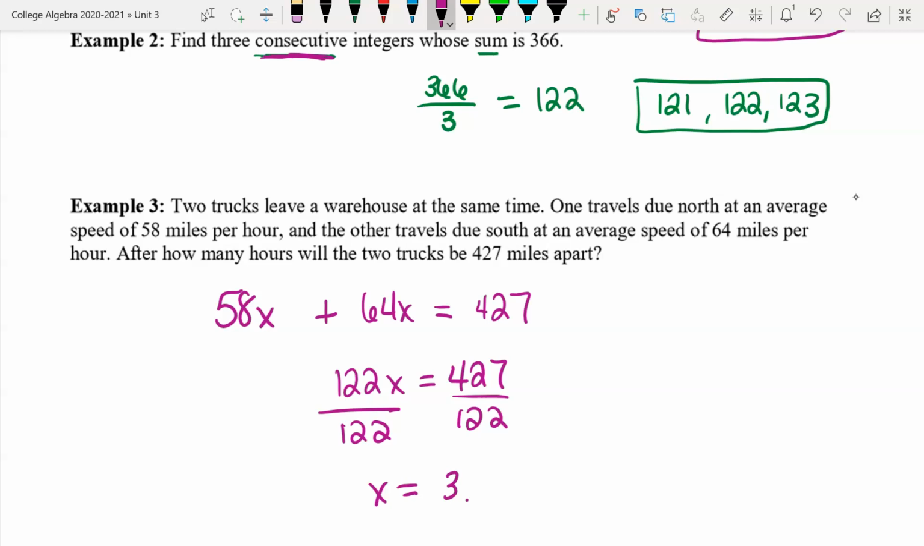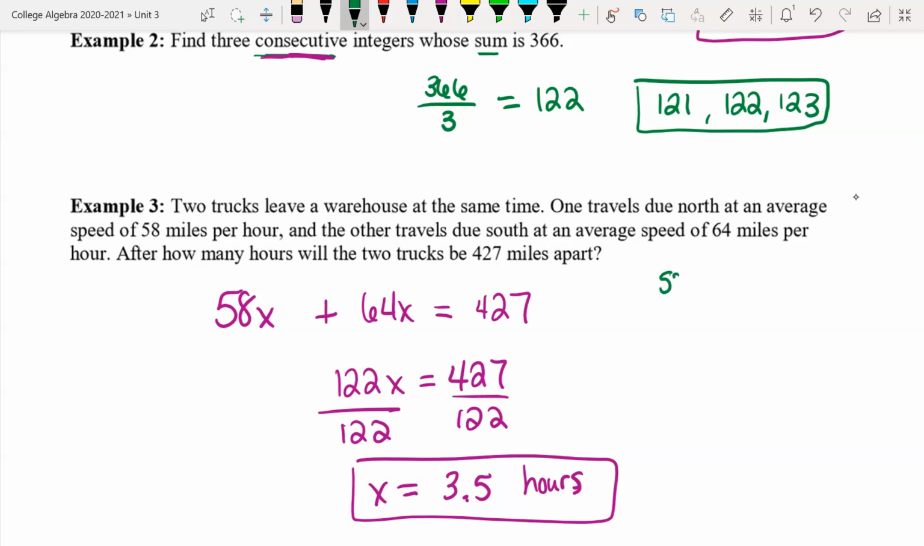And I get 3.5 hours. So after 3.5 hours, they're going to be 427 miles apart. Again, you can always check it. I could take that 58 times 3.5 and add it to the 64 times 3.5, and I should get 427 miles. All right.